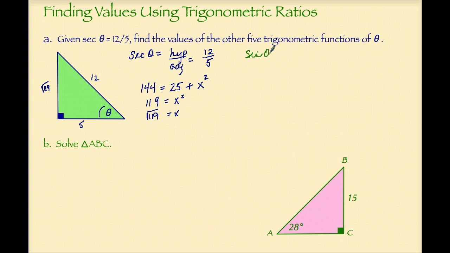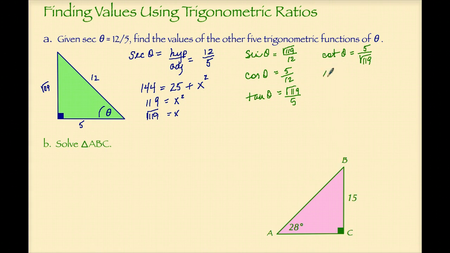Now, with all 3 sides labeled, let's list the trigonometric ratios. Sine of theta, opposite over hypotenuse. So that's going to be the square root of 119 over 12. Cosine of theta is adjacent over hypotenuse, 5 over 12. Notice that's the reciprocal value of secant. Tangent of theta is opposite over adjacent. So that's going to be the square root of 119 over 5. Cotangent of theta is going to be adjacent over opposite. So that's going to be 5 over the square root of 119.